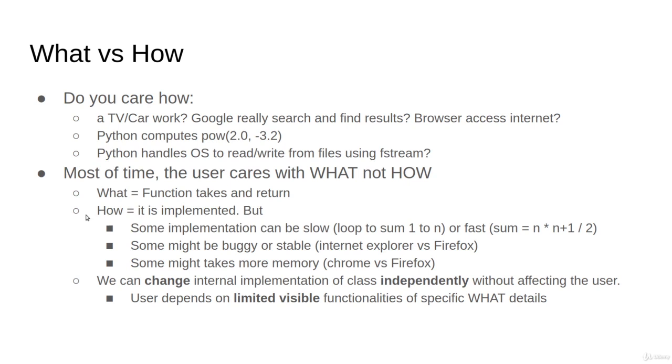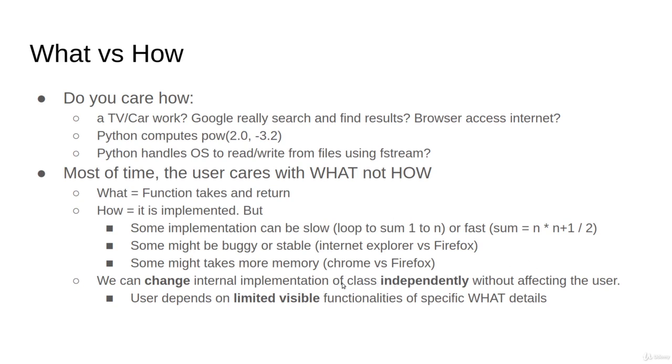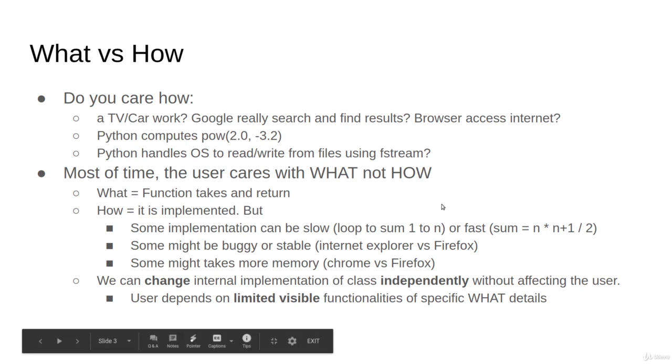An example that we administrated before is the summation from 1 to n, which we can do with a loop, which is very slow, or we can do it very fast, like sum = n times (n plus 1) over 2. Sometimes even our implementation might be buggy, might be not stable enough, might take a lot of memory, like in Chrome, and so on. So we can see that the what is the same, but the how is going to change from time to time. And in many cases, we might even change the inner implementation of something, but the user isn't affected. It's just like we fixed a bug or made something a bit faster.